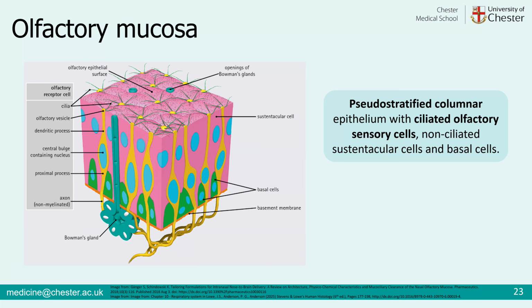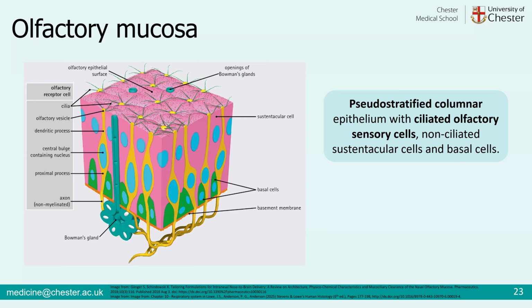In pink, that's our sustentacular or supportive cells. They provide mechanical and metabolic support to the olfactory receptor cells. They also secrete odorant binding proteins as well. They don't have cilia themselves, these ones. They actually have short microvilli just to help with that secretory activity.